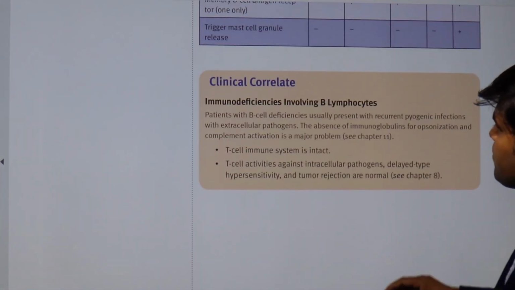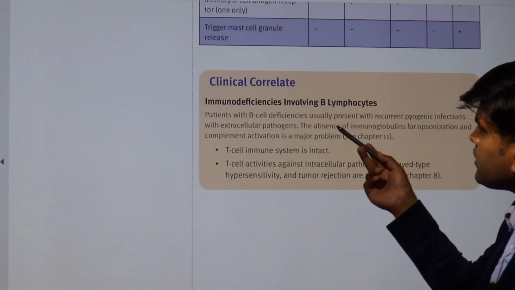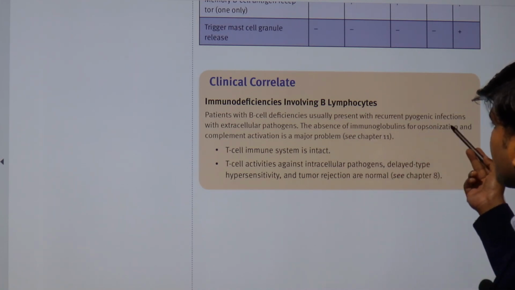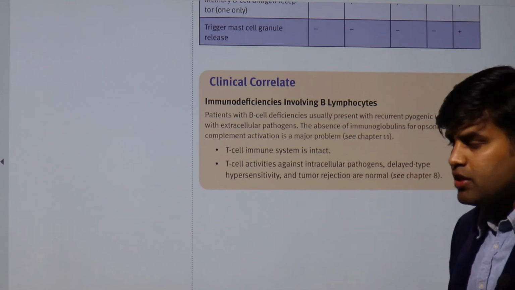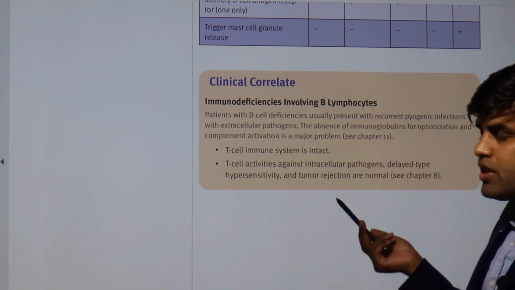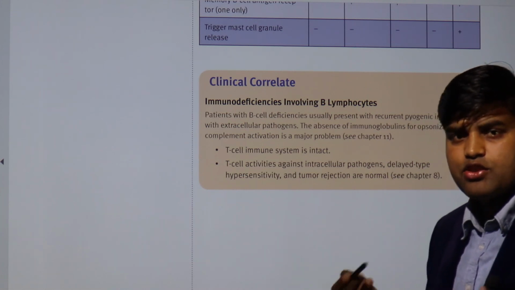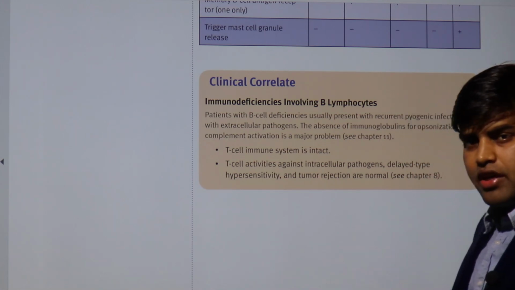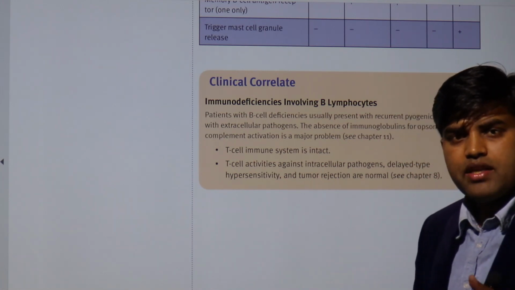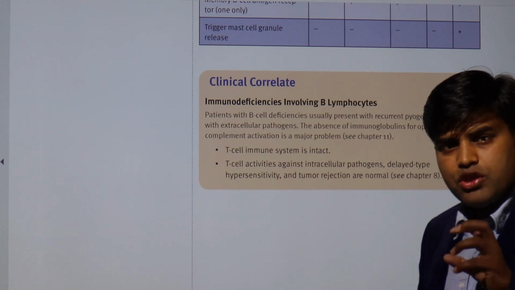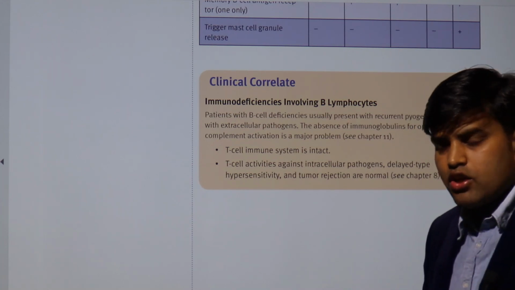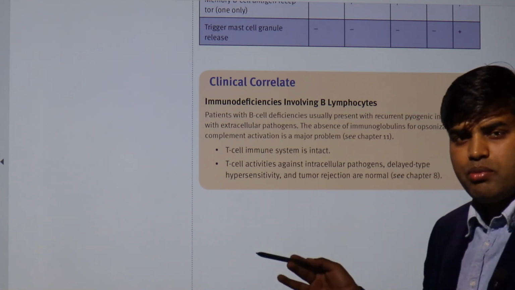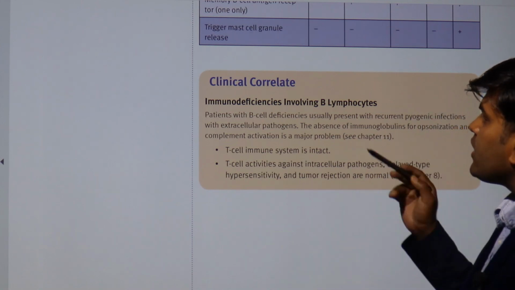So we are coming to the end of the chapter. There is one term, clinical correlation: immunodeficiency involving the B lymphocyte. A patient with a B cell deficiency usually presents with recurrent pyogenic infections with extracellular pathogens. So we know that if a patient has a B cell deficiency, the B cell role is producing antibody, that is the humoral antibody, and that humoral antibody protects against extracellular pathogens, and the intracellular pathogens are usually killed by cell mediated immunity, which is related to the TH1 arm and is a function of T cells. So with T cell activity, intracellular pathogens will be killed easily, but extracellular pathogens will not be killed if there is B cell deficiency.